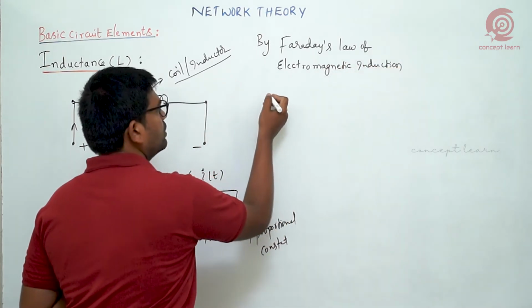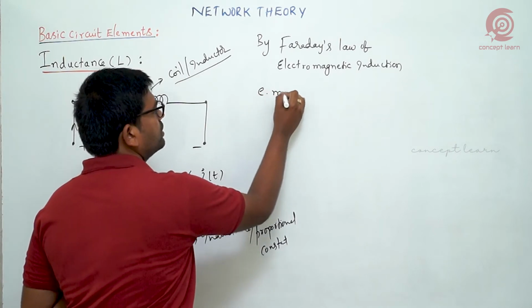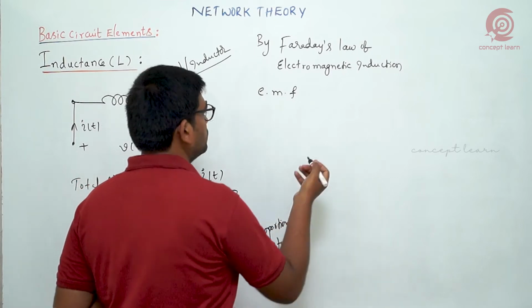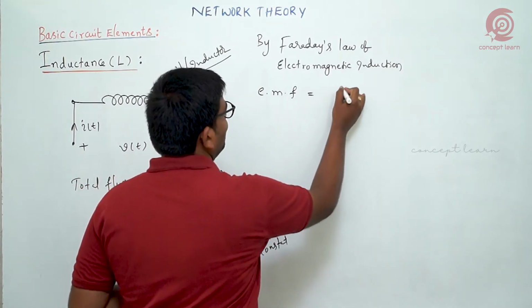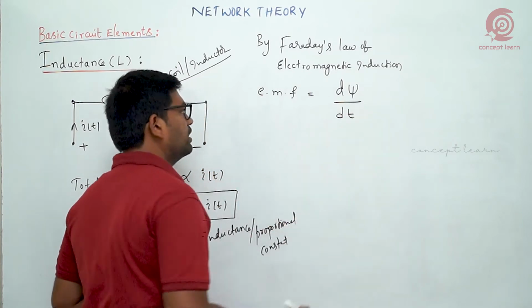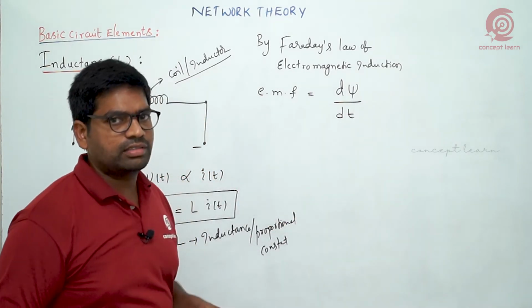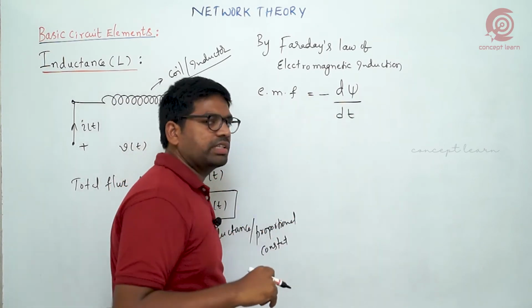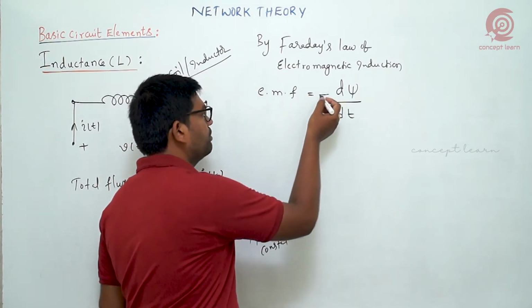What are we saying? The EMF induced in the coil or inductor is directly proportional to, or equal to, the rate of change of flux. But there is a difference in indicating this relation. Some people denote it with a negative sign, some with a positive sign.